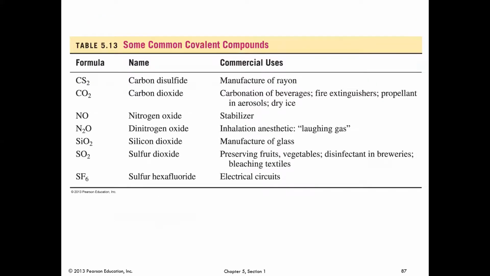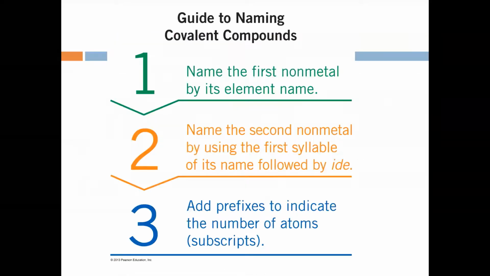So if we're looking at some examples here, CS2 is carbon disulfide, CO2 is carbon dioxide. If we just had CO, it would be carbon monoxide. NO is nitrogen oxide. Okay, you don't necessarily have to put the mono in front of it. N2O is dinitrogen oxide. SiO2 is silicon dioxide. SO2, sulfur dioxide. SF6, sulfur hexafluoride. So just some names for you.